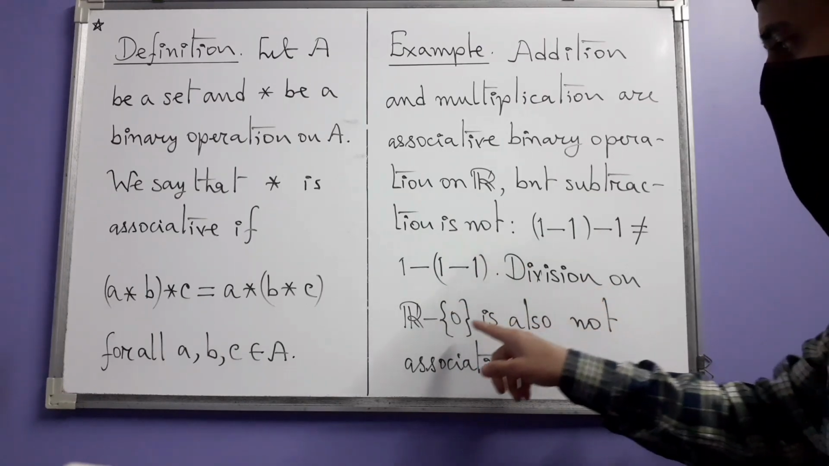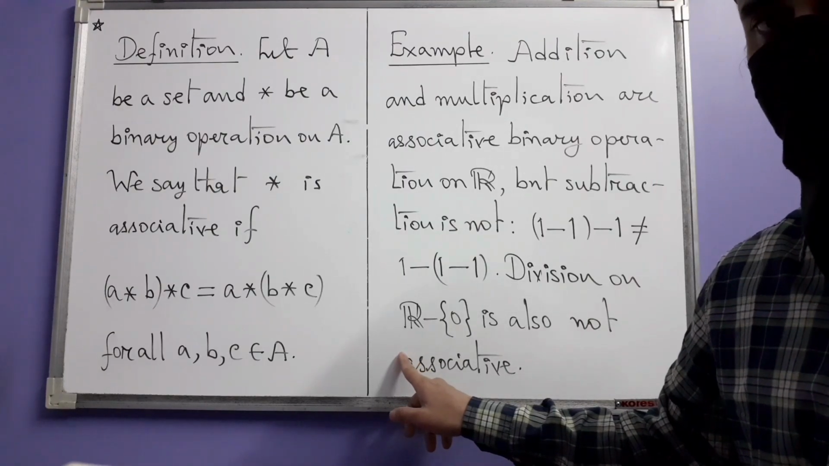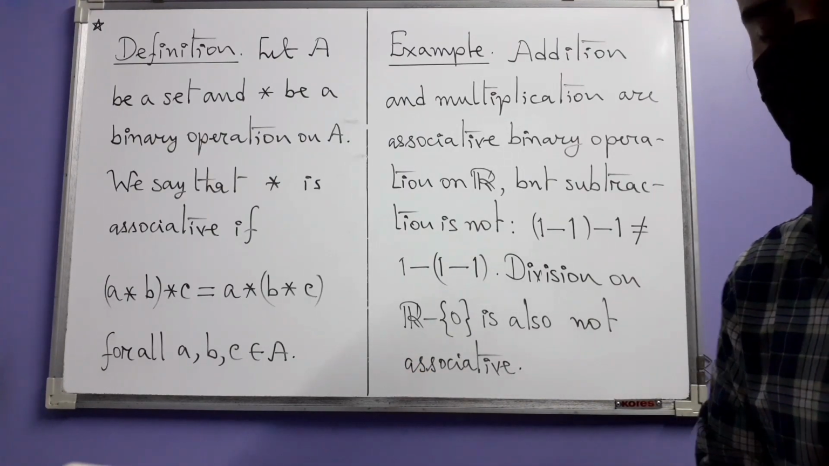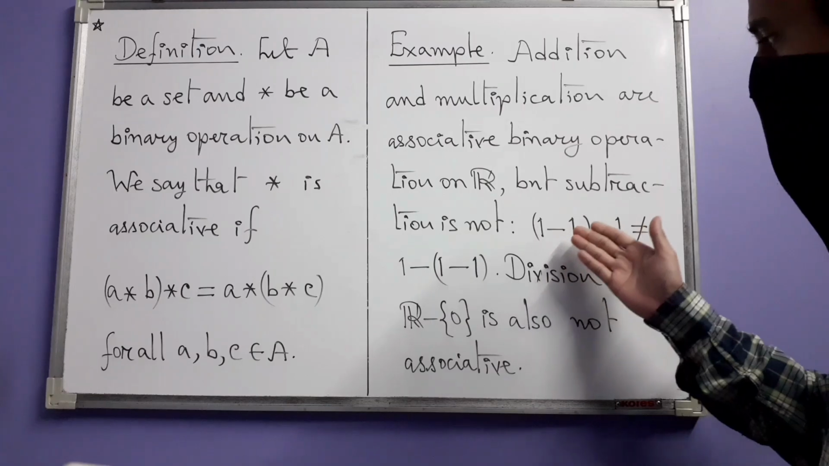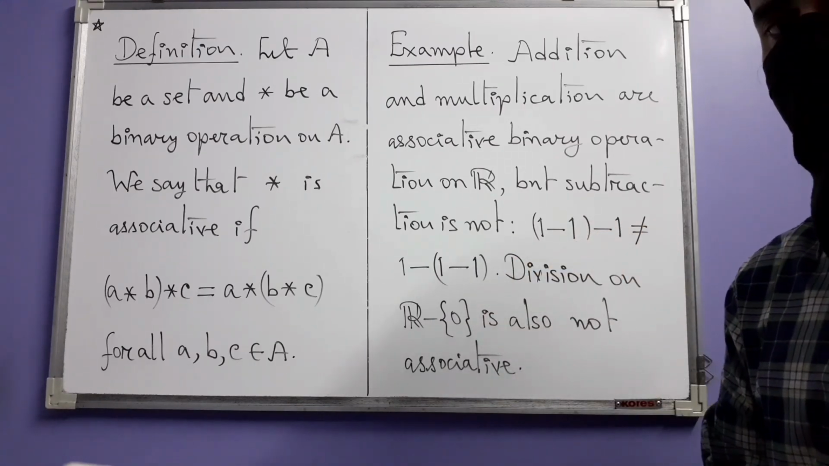Similarly, division, which is a binary operation on the set of all non-zero real numbers, is also not associative. It's pretty easy to come up with one such non-example for division. So you try that.